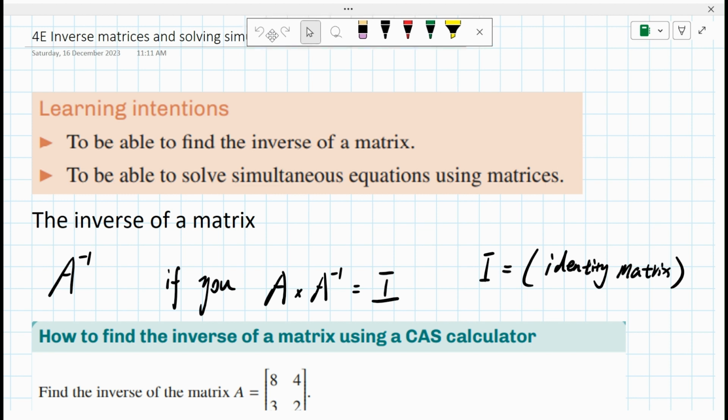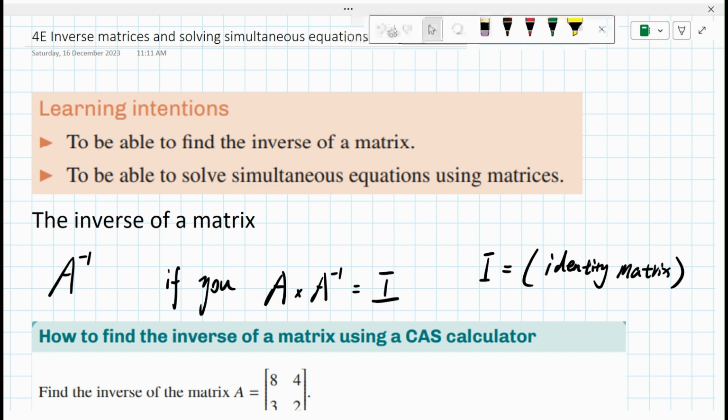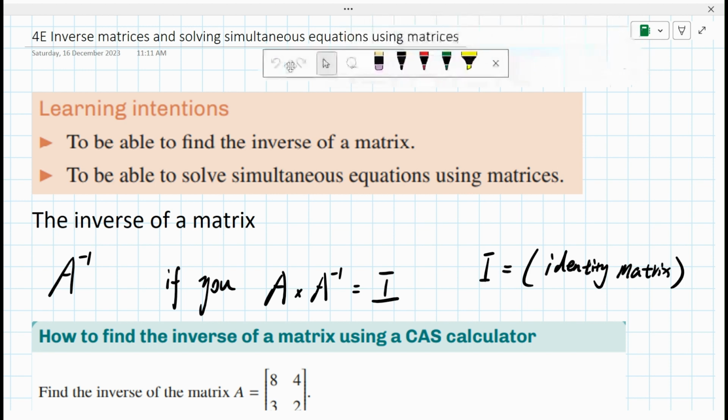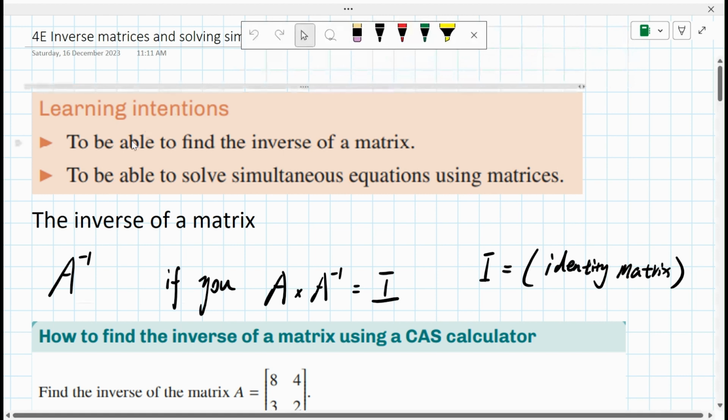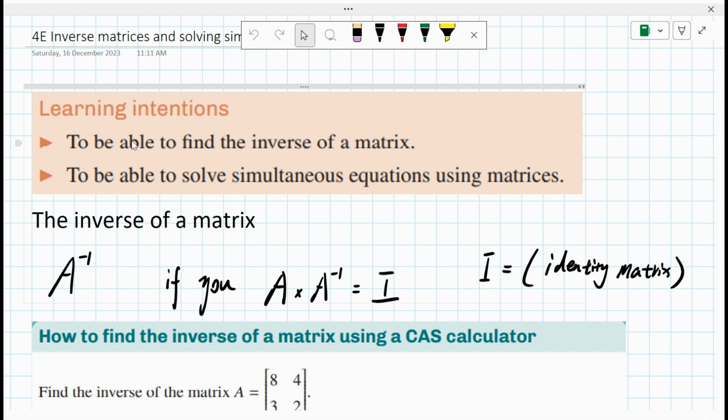Today we're gonna learn about the inverse matrix and how to solve simultaneous equations using matrices. First thing first, we need to know what a simultaneous equation is. Sorry, find the inverse of the matrix first. So how are we gonna find the inverse matrix?